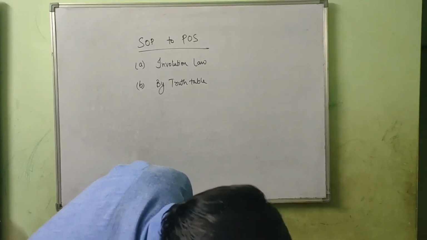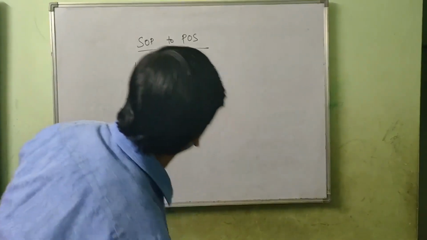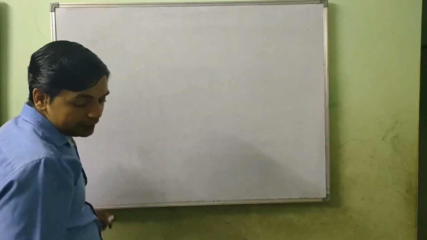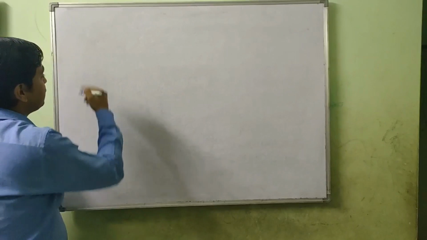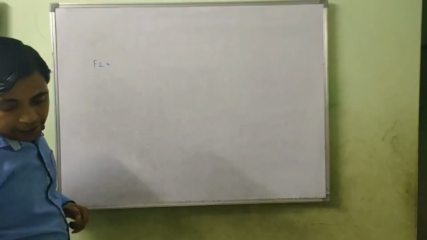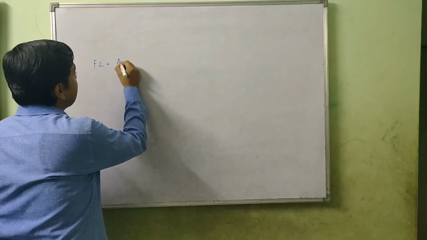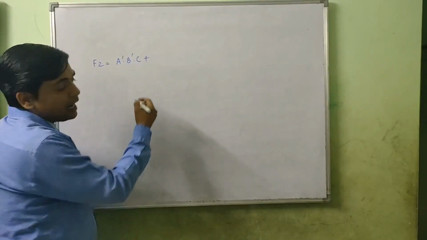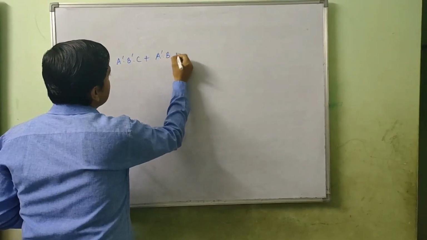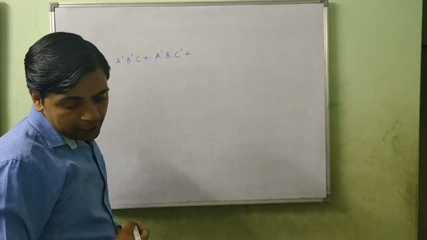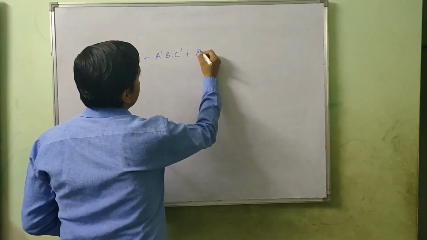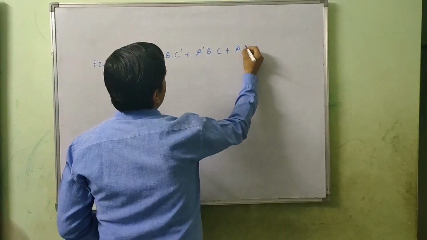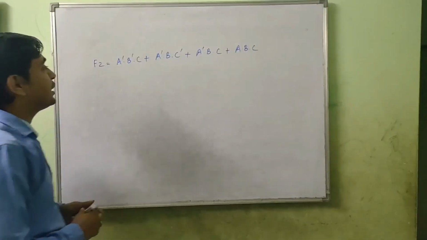For example, I am taking a Boolean expression as an example. The expression is a bigger one. This is function f2: A complement and B complement and C, plus A complement and B and C complement, plus A complement and B and C, plus A, B and C. So this is the given Boolean expression.